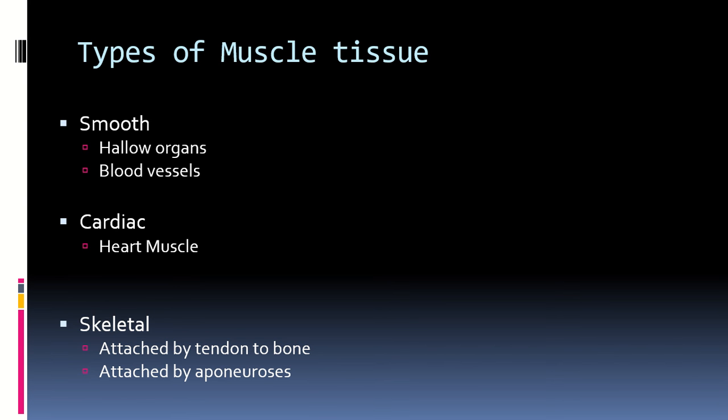Cardiac muscle is simply the muscle of the heart itself. It's very good at sustaining pressure, which helps push the large volume of blood circulating through your body. And then there's the skeletal muscle, which is the muscle attached to bones by tendons. These are what help move bones.